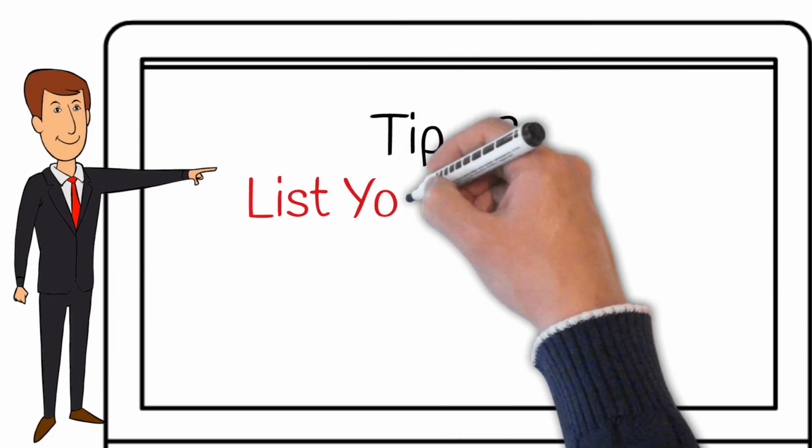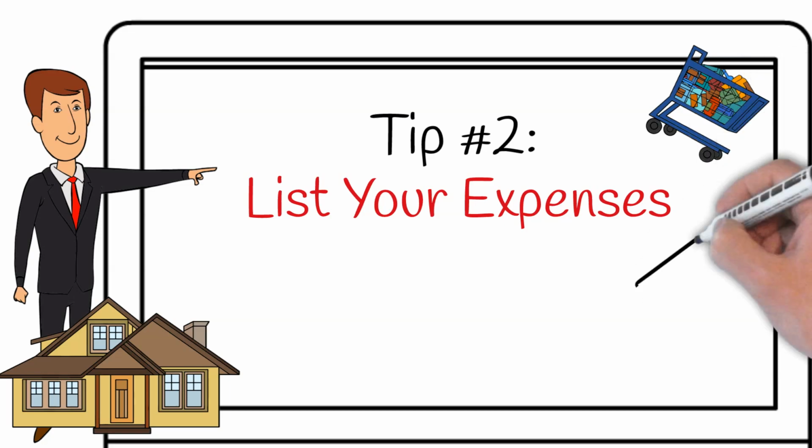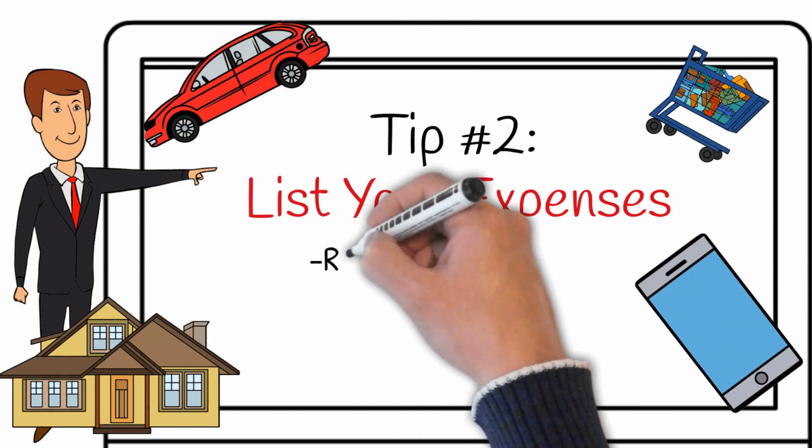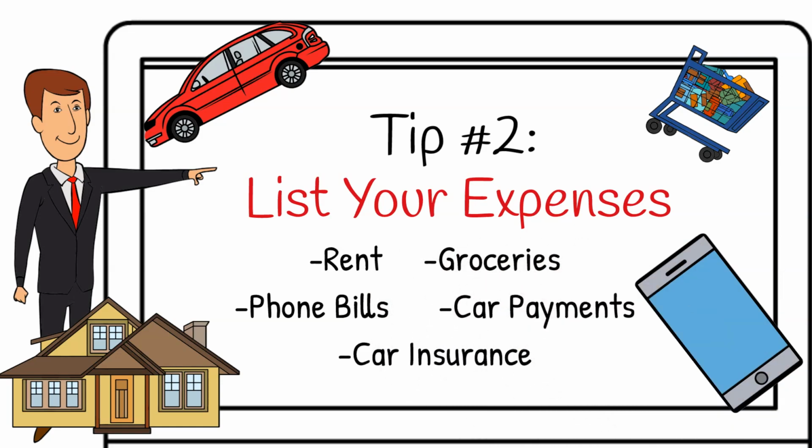2. List your expenses. The next thing you need to do is make a list of all your expenses, things you spend money on, like rent, groceries, phone bills, car payments and car insurance, etc.